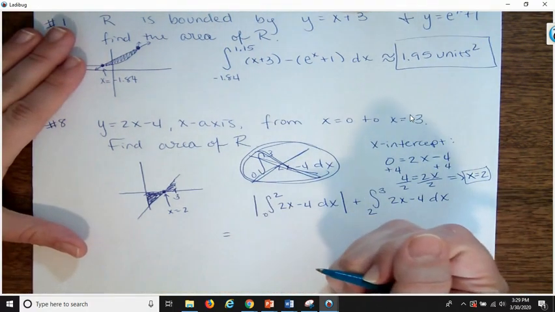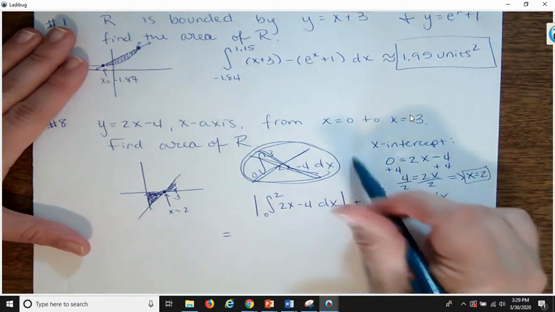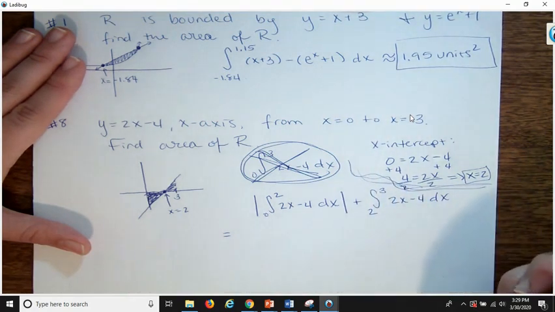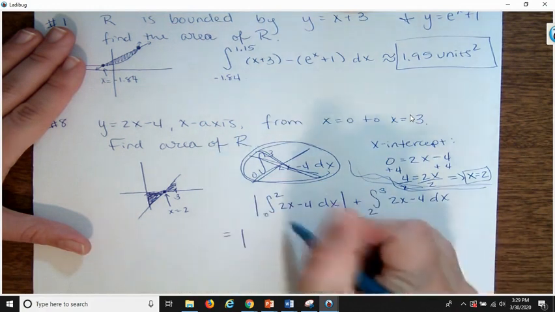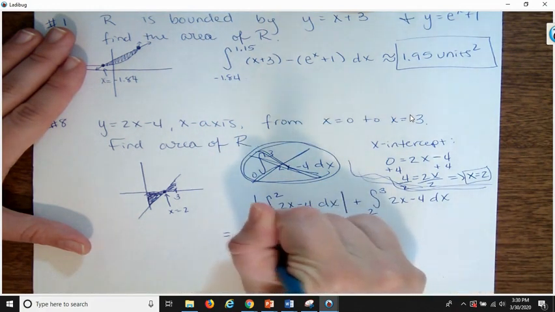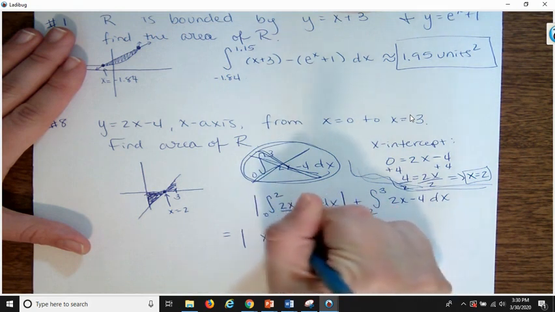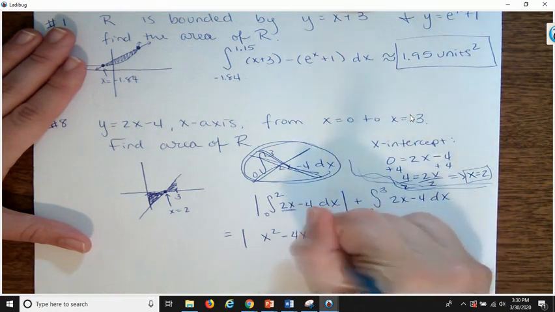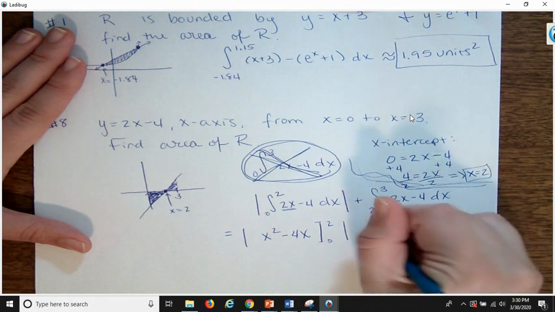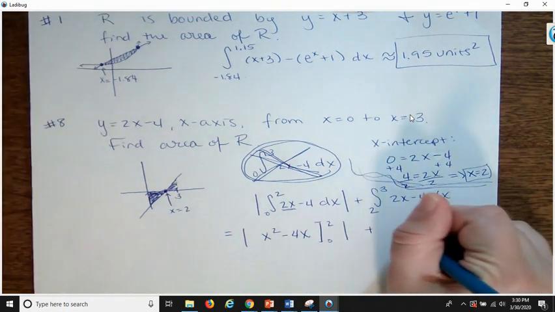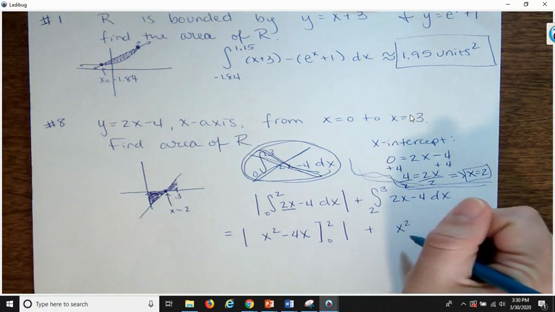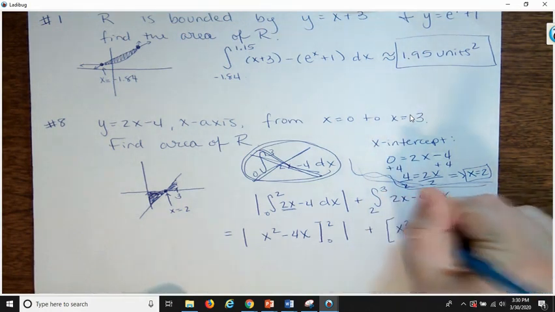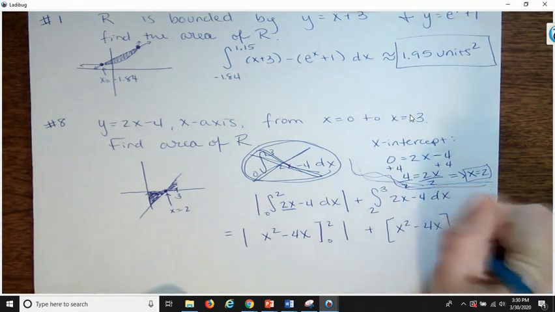So I'm going to go ahead and integrate this. I believe this was not calculator active, so I am going to actually solve this all out. For the first integral, we would have the absolute value of the integral of 2x, which is x squared minus 4x, from 0 to 2. And we're still taking the absolute value of that. And then we're going to add on the same thing, but from 2 to 3.